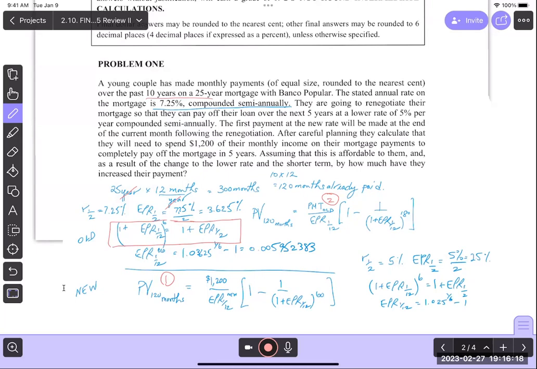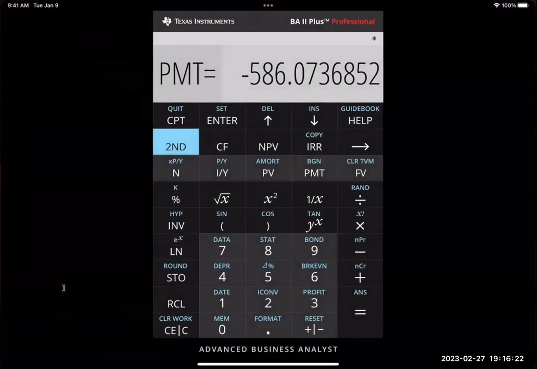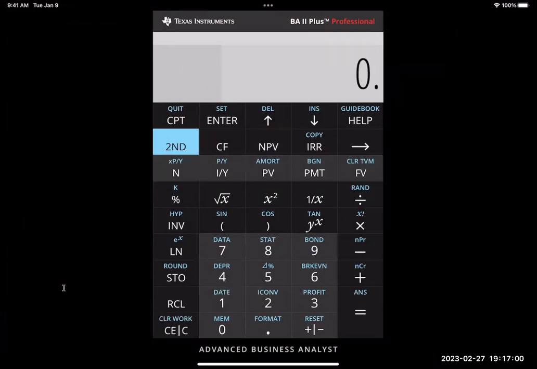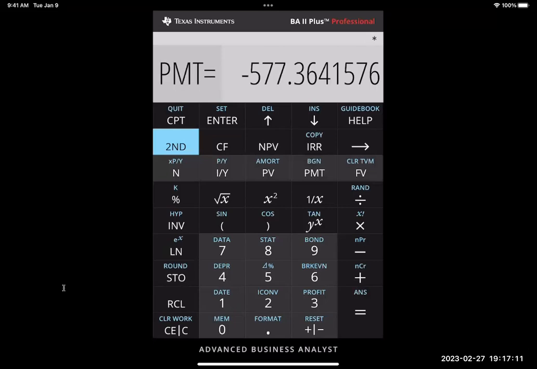All right, so I'm going to do that calculation in the calculator: 1.03625 to the power 6 inverted, minus 1, and store in 1. Okay, so now I'm going to recall 3, and that's all still there. So for the second formula, for the top one, N is 180. Interest is recall 2 times 100. Recall 1 times 100. And PV is recall 3. And 0 into FV. And now I get the payment, 577.36.